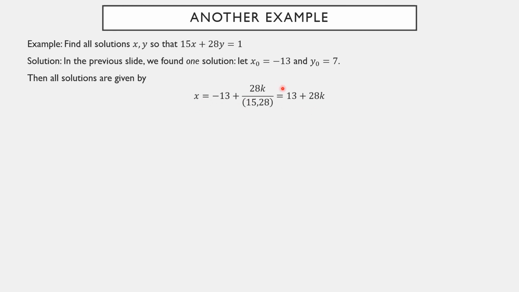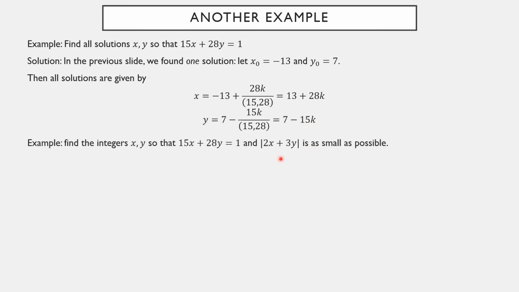So x will be given by 13 plus 28k, and similarly, y will be given by 7 minus 15k. So if we were trying to find all x and y that solve it, here they are. x has to be of this form, and y has to be of this form. Another example we could do is not just find all solutions x, y, but find the solution x, y that makes 15x plus 28y equal to 1 and makes the absolute value of 2x plus 3y as small as possible.